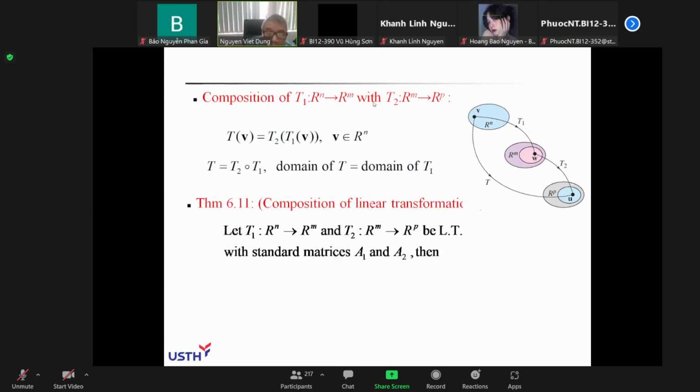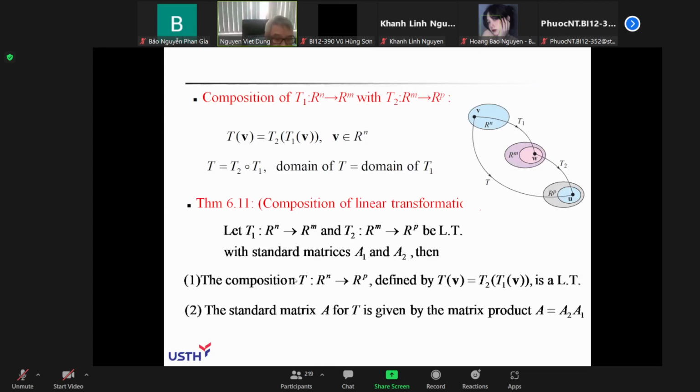Like that. And what I want to claim is the following. Here we define composition for any mappings T1 and T2. But now we consider the case when both T1 and T2 are linear transformations. T1 from Rn into Rm is a linear transformation, and T2 from Rm into Rp is also a linear transformation. And I suppose that the standard matrix of T1 is A1 and the standard matrix of T2 is A2.